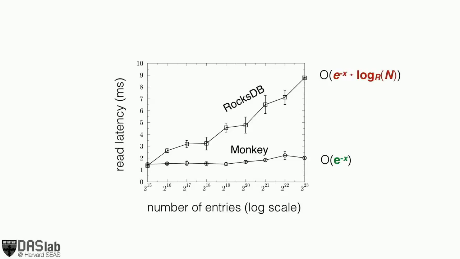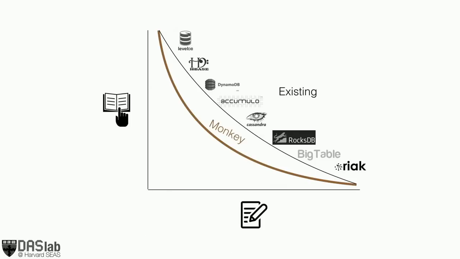Okay, and we implemented this on top of RocksDB as well to verify these results, and that's approximately what the curve looks like. Okay, so that's Monkey. So now I'm going to move onwards. I'm happy to take any more questions, if there are any.